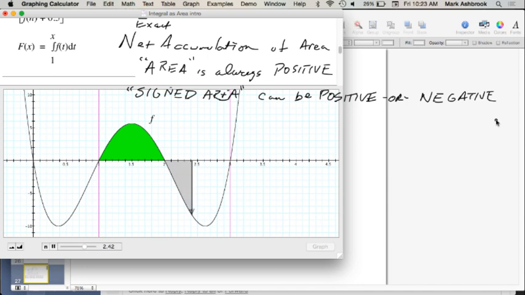Yes, please. Would signed area essentially be the same thing as net area? Yeah, some people call it net area. But net area still kind of sounds like it's going to be positive in the end, right? So that's why I want to say signed area. This function right here is signed area, not area.